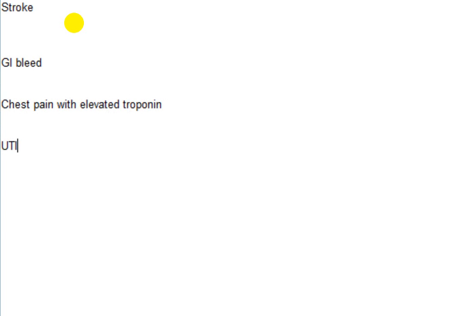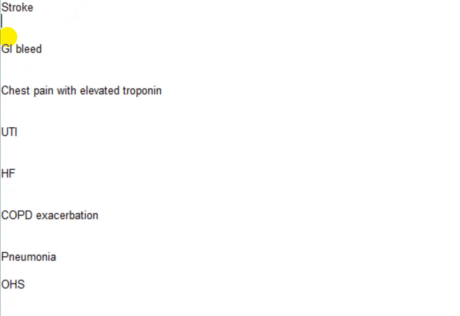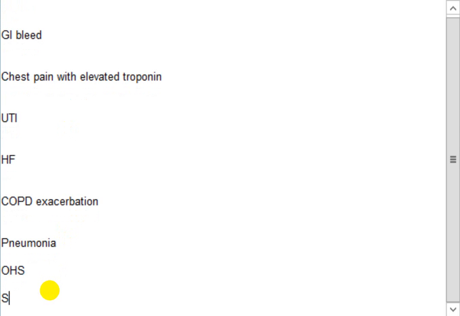Another thing, UTI. Another thing, heart failure. One more thing, COPD exacerbation. Pneumonia, it's extremely common. Obesity hypoventilation syndrome, this is very common, but it's underdiagnosed. So these are the common things that usually happen. And then sepsis, this is also a very important thing.